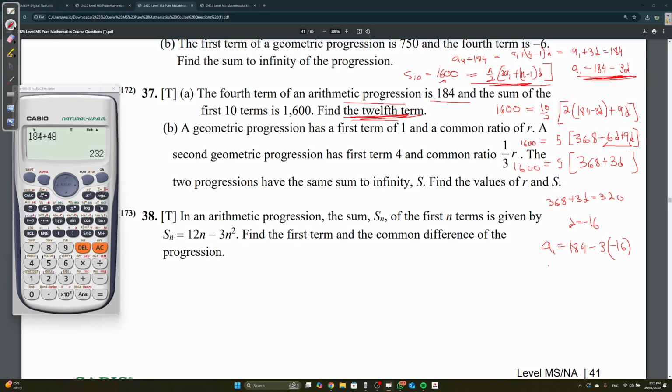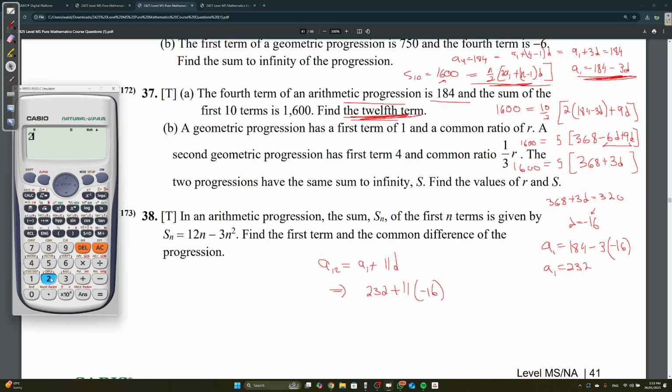You're going to get 232. Knowing now a1 is 232 and d is equal to negative 16, can I find the 12th term? Of course I can. a12 is equal to a1 plus (n minus 1)d, so 12 minus 1 d, so 11d. So I can therefore say 232 plus 11 times negative 16.